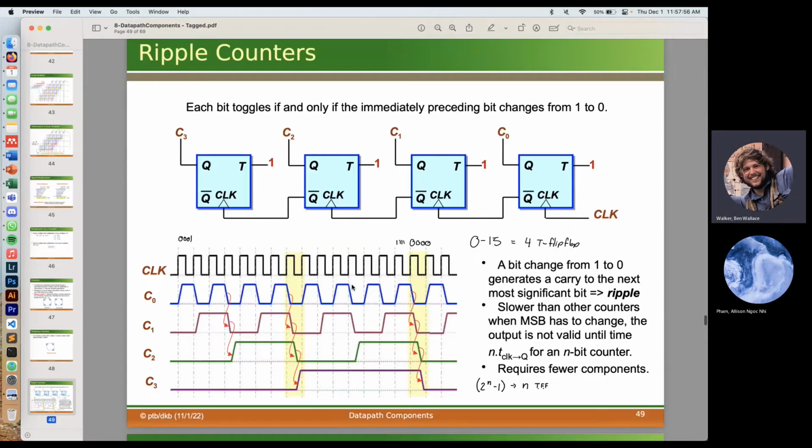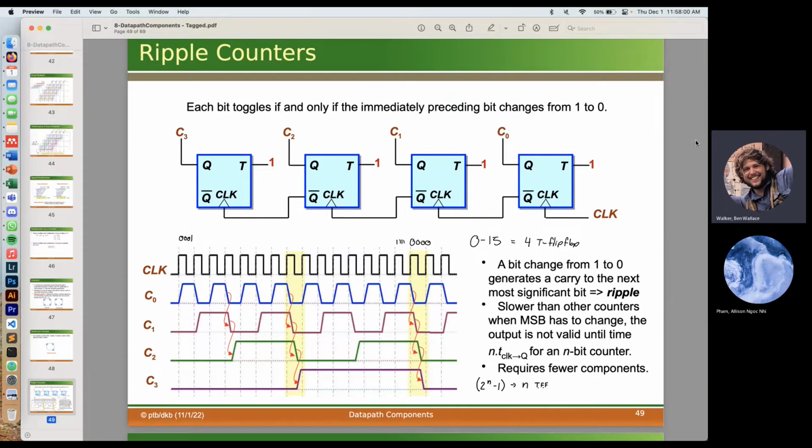There are a lot of different ways to implement counters. This is a ripple counter. For some reason, the flow is from the right to the left in this slide. I want to design it that way. But essentially, these toggles act as clock dividers.